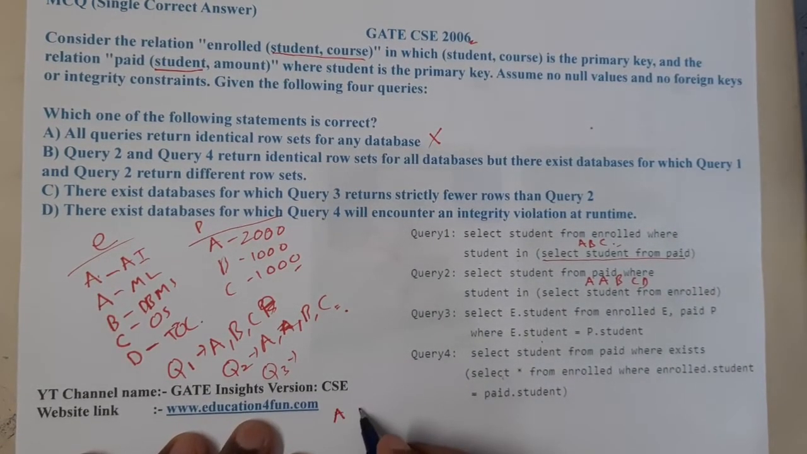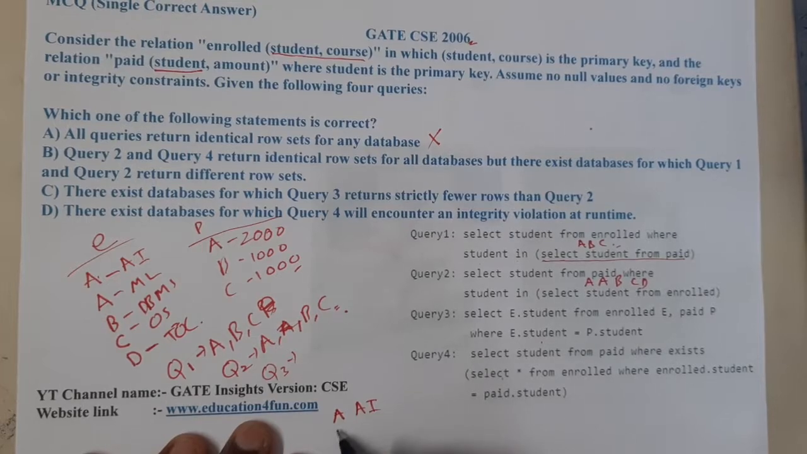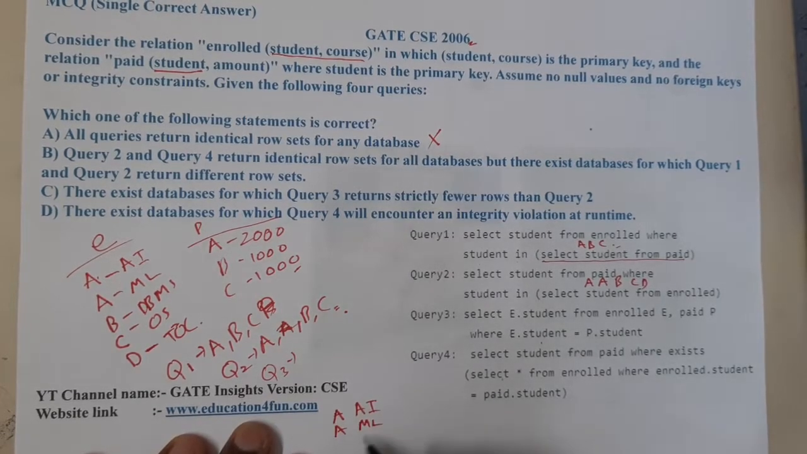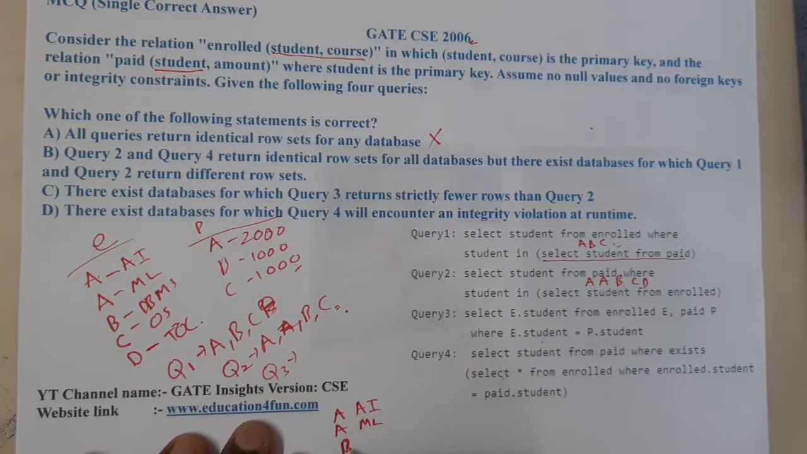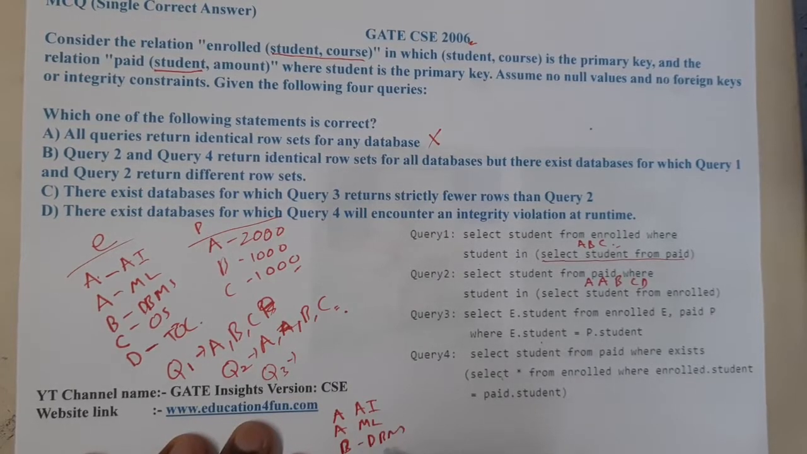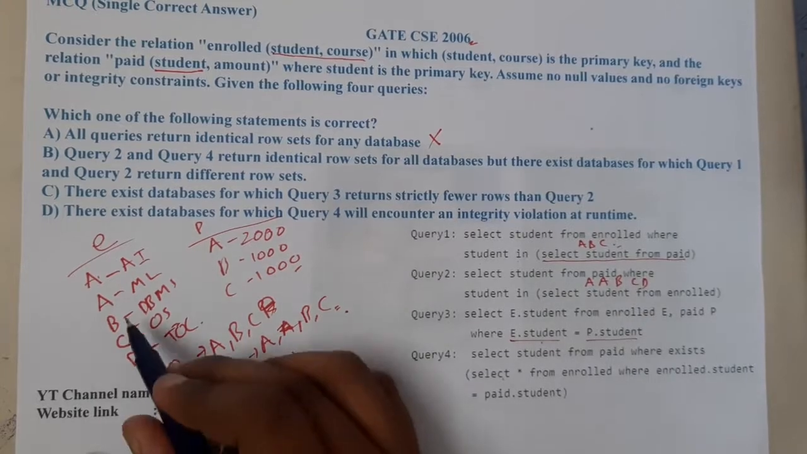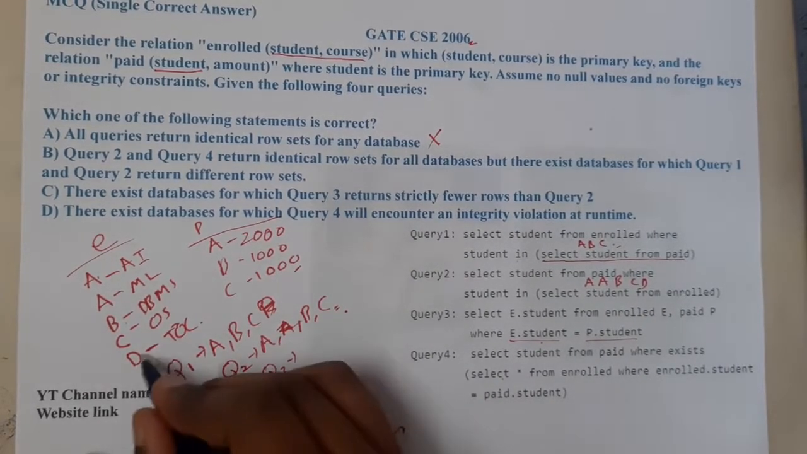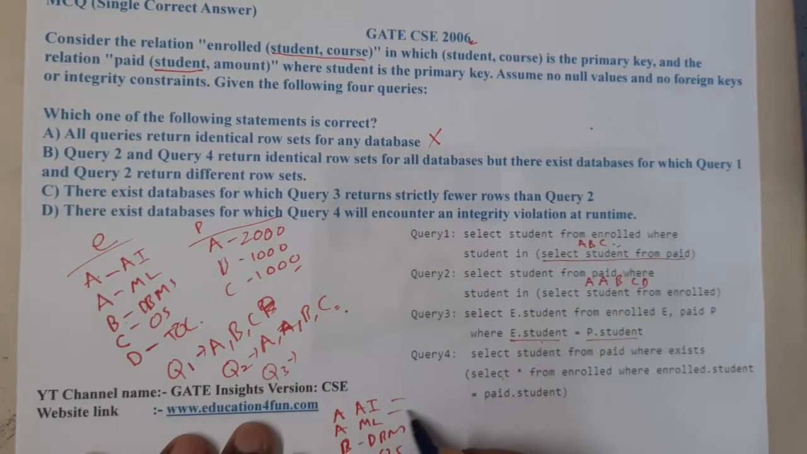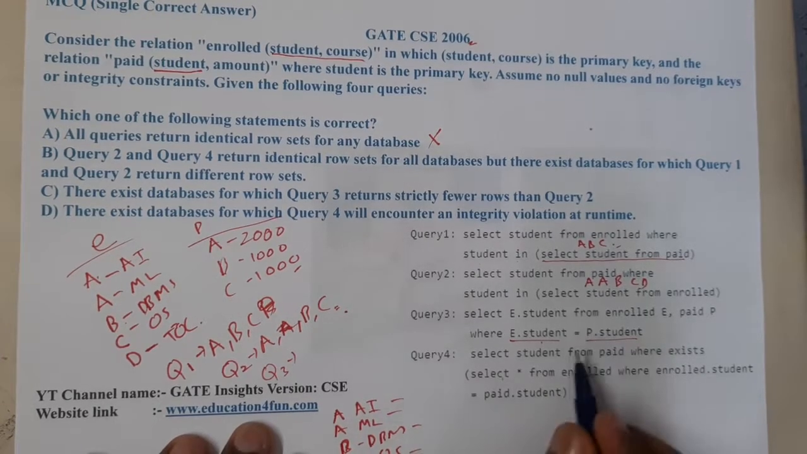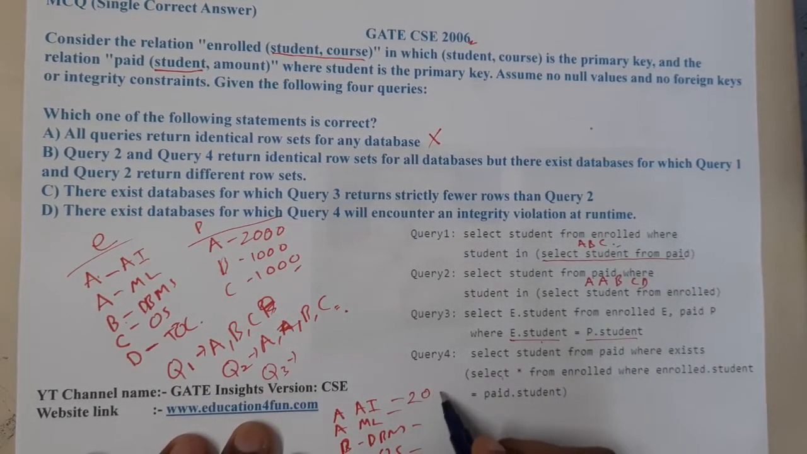A took AI, A took ML, B took DBMS, C took operating system. These are the only students which are common in both, right? So D will not be entering inside. What will we get at the end? At the end you will get the amount which they paid: 2000, 2000 again, 1000, 1000.